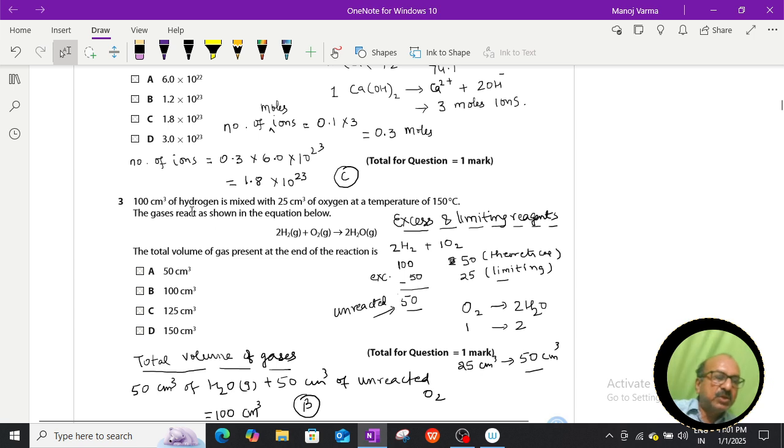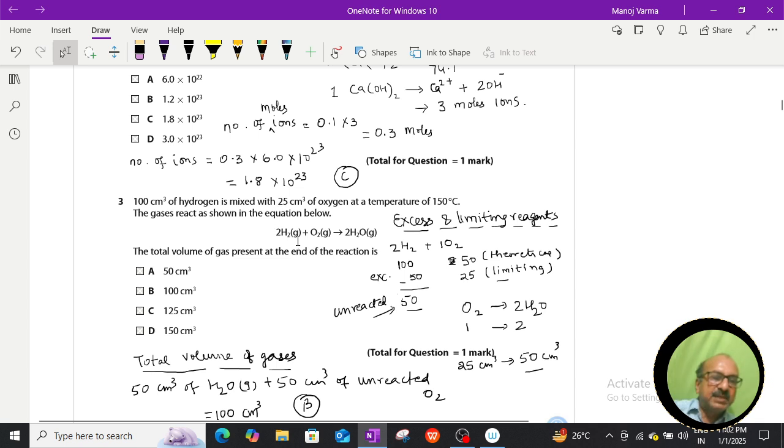100 centimeter cube of hydrogen is mixed with 25 centimeter cube of oxygen at a temperature of 150 degrees. The gases react as shown in the equation below: 2H2 plus O2 gives 2H2O, all gases. What is the total volume of gas present at the end of the reaction? This is an interesting question, because here you have to use several concepts, like the concept of excess and limiting reagents. So let's work that out first, because we have to see whether any one of them is in excess or limiting.